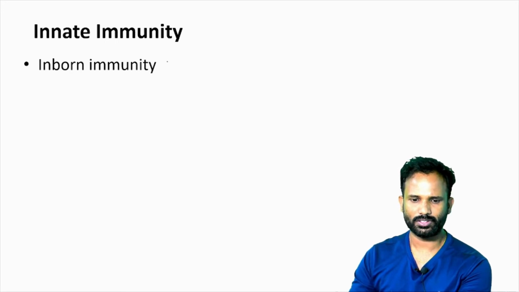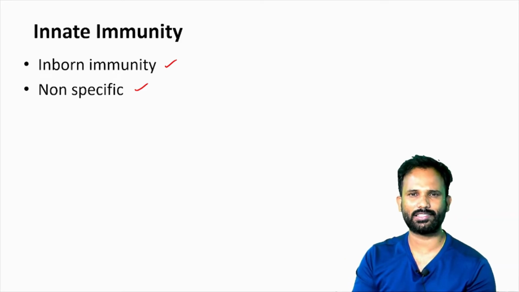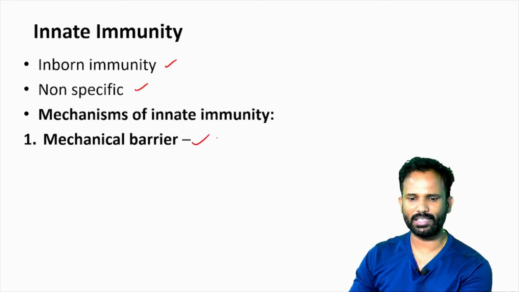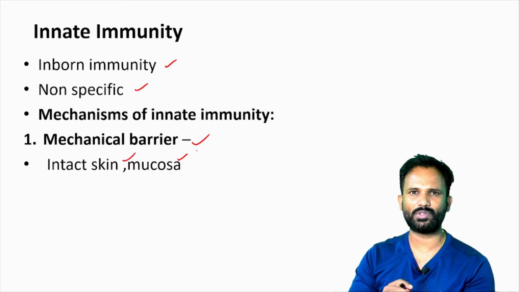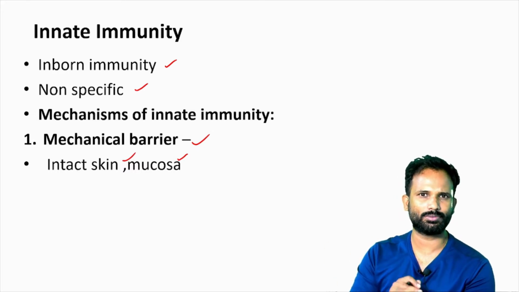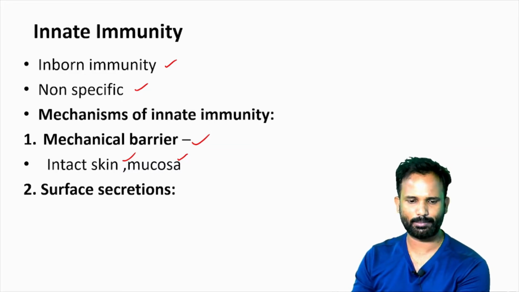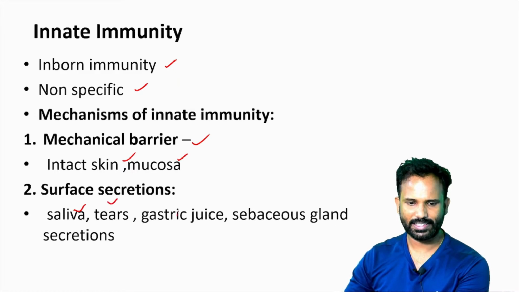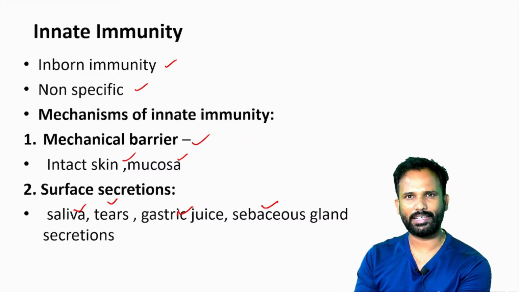So, innate immunity is inborn, and it is non-specific. Any organism, it acts with the same mechanism and it's not specific. And mechanisms are simply a barrier, like skin and mucosa. If the skin and mucosa are intact, they don't allow the microorganisms to go in. If there is a cut, there is an infection. There is a chance of entry. So, mechanical barrier. Surface secretions like saliva, tears, gastric juice, sebaceous glands, all will be having antimicrobial activity.